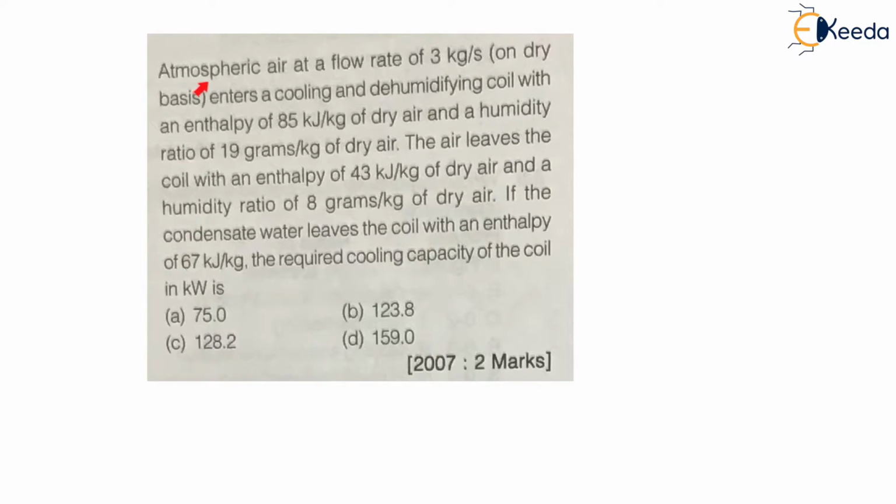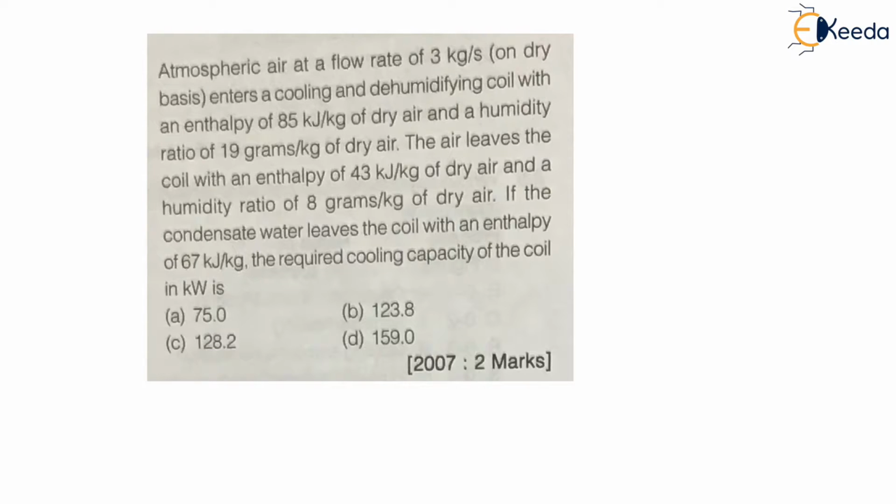The question is, atmospheric air at a flow rate of 3 kg per second on a dry basis enters a cooling and dehumidifying coil. Now here there is cooling as well as dehumidification. Dehumidification means the mass of vapor is removed. Cooling means temperature is decreased. Right, there is cooling and dehumidification.